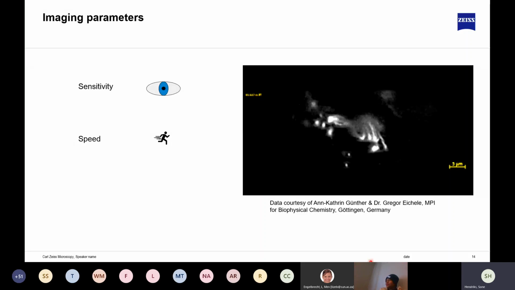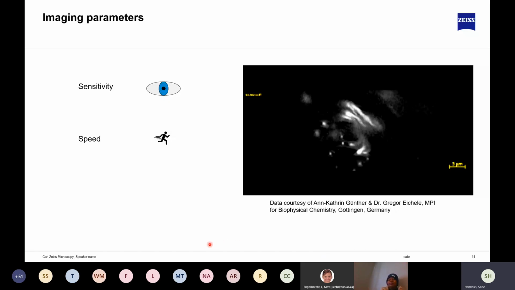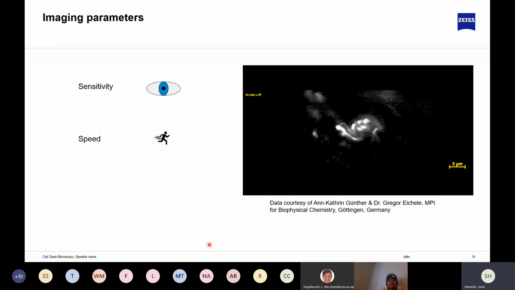All right. The second imaging parameter to note is how quickly the process is that you want to capture. Here in this example, you can see the beating of cilia in the ependymal cells lining the brain ventricles. Now, this typically requires very fast imaging. I think this image was taken at 143 frames per second. However, it is not always essential to get a system with very high speed if your sample doesn't justify that.